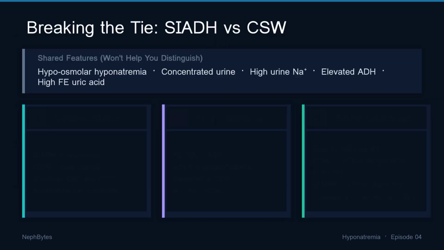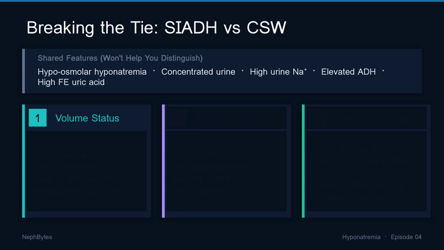Here's the thing. Both SIADH and CSW share several lab features. That's what makes this so difficult. Both cause hypoosmolar hyponatremia. Both have concentrated urine. Both have high urine sodium. Both have elevated ADH levels. And both have a high fractional excretion of uric acid. So how do you break the tie?